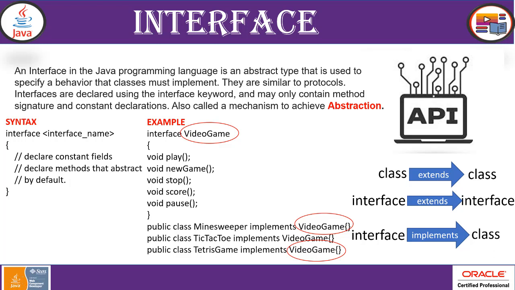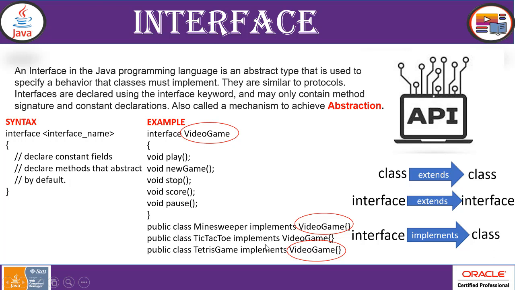The point to be noted here is that it's just a declaration. There is no definition. As you can see, there is no implementation. So what you can do when you have a Minesweeper, in the Minesweeper class, you can implement this particular interface and override the play method according to the rules of Minesweeper, because that will be different. Similarly, for tic-tac-toe, there will be different rules or instructions. So for that, you can override this play method in the tic-tac-toe class, which is actually implemented from the video game interface. Similarly for the Tetris game.